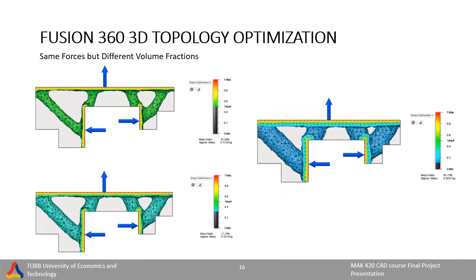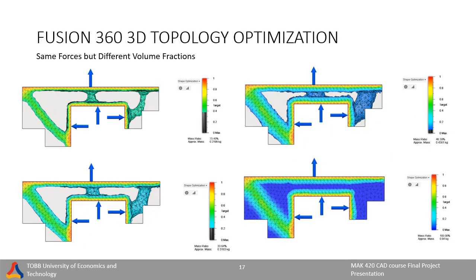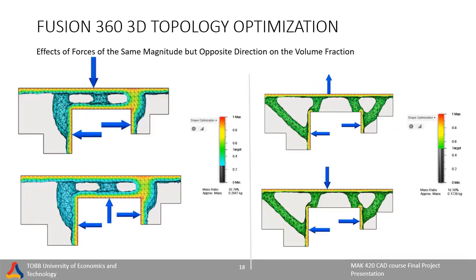In order to evaluate different design options, it is aimed to obtain multiple usable designs by changing the possible force, volume fraction, and mesh numbers. In this slide, you can see the same forces but different volume fractions for this specific design. You can see the same forces but different volume fractions in a different design from the previous slide. Another situation encountered while using topology optimization in the Fusion program in this project is that similar topology optimization results can be obtained even if forces of equal magnitude in opposite directions are applied from different points.